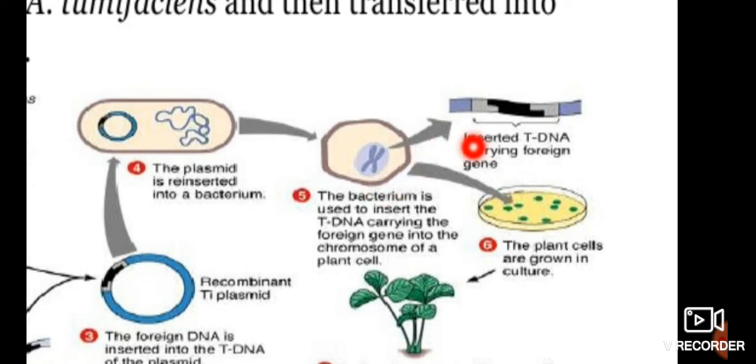And then what happens? The inserted tDNA carrying the foreign gene gets incorporated into the genome of the plant cells. So this bacterium is used to insert the tDNA carrying the foreign gene. Here you have the tDNA carrying the foreign gene. That gene is made to insert into the chromosome of the plant cell. This is the inserted tDNA carrying the foreign gene. This is the foreign gene. So now here it gets incorporated.